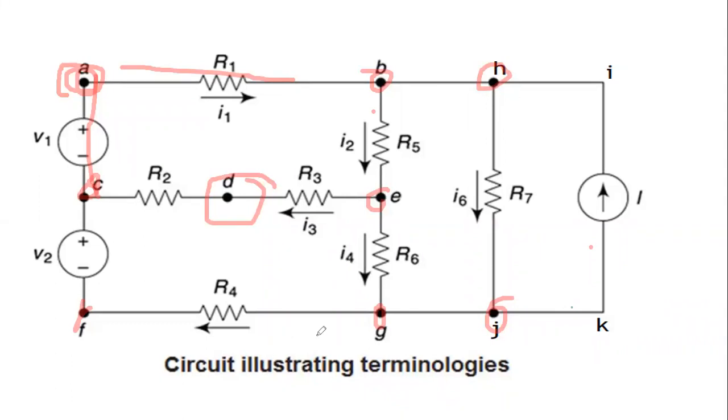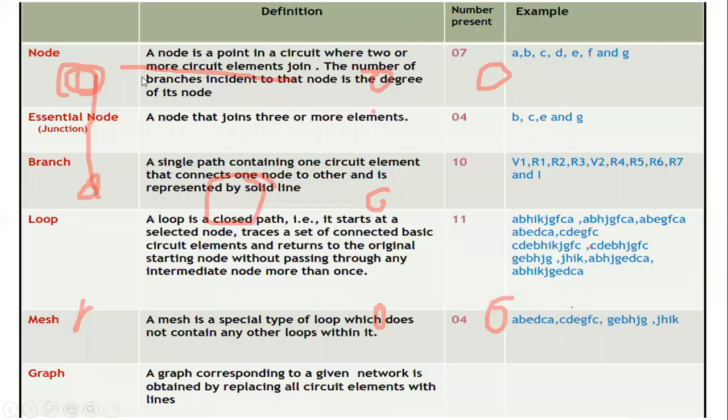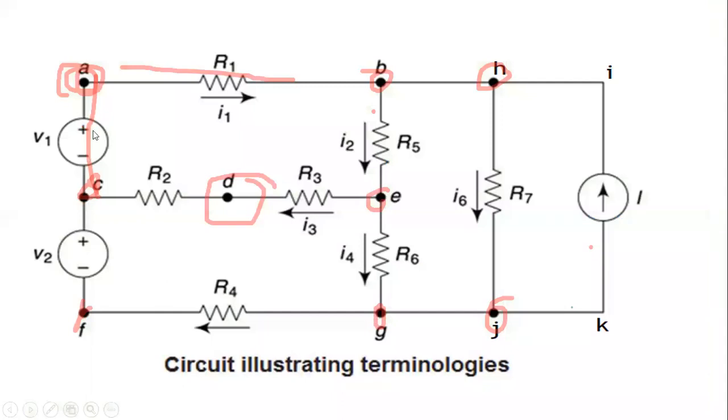When two or more branches are joined, it is written here that a node is a point in a circuit where two or more circuit elements join. The number of branches incident to that node is the degree of the node. So basically if two or more elements are joined, then that becomes a node. And in the circuit you can see all these A, B, C, D, E, F, G are nodes.